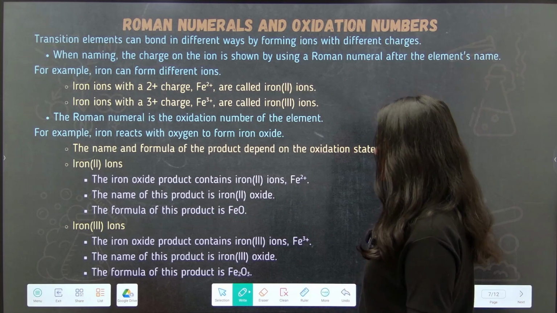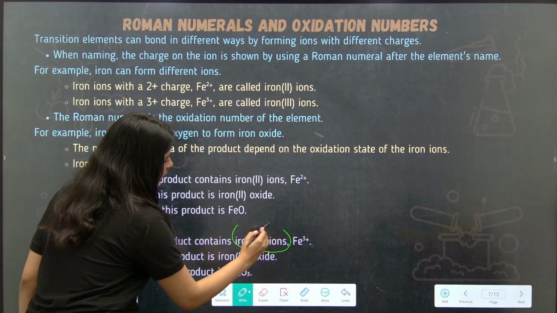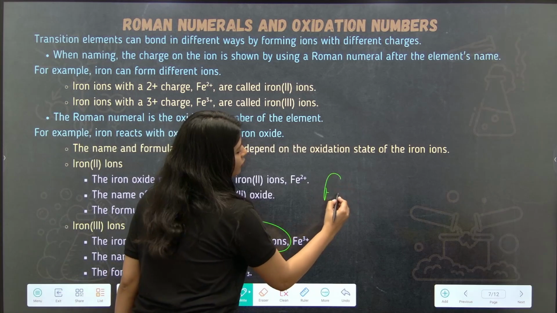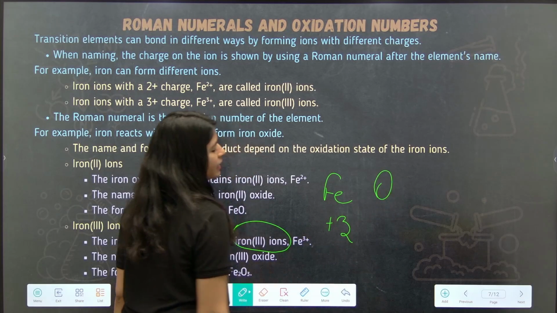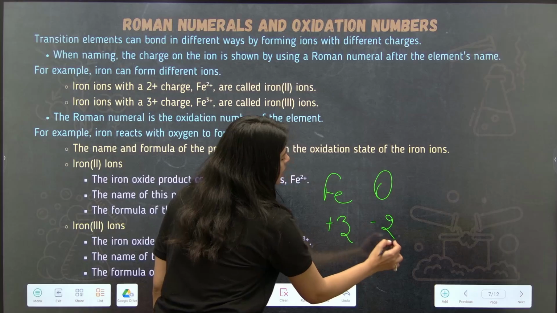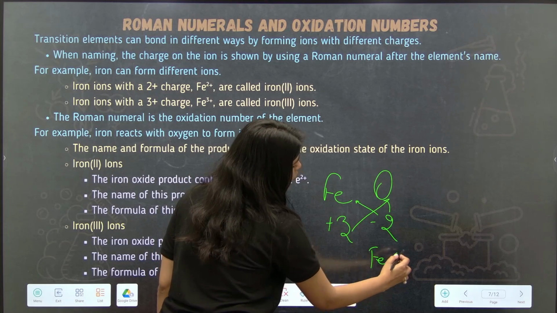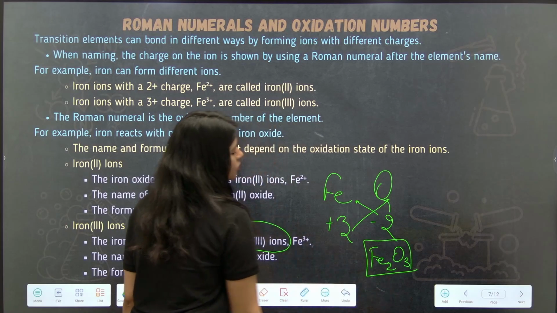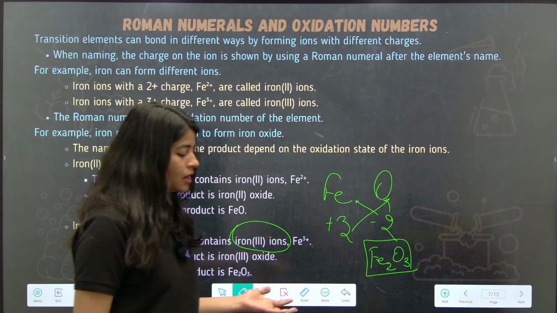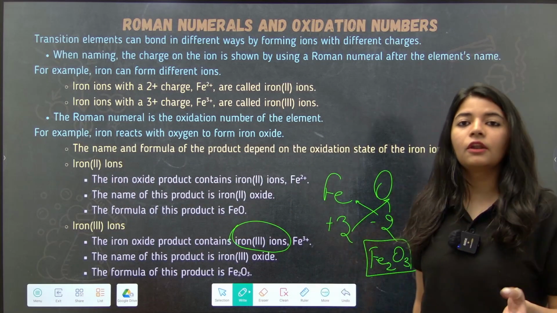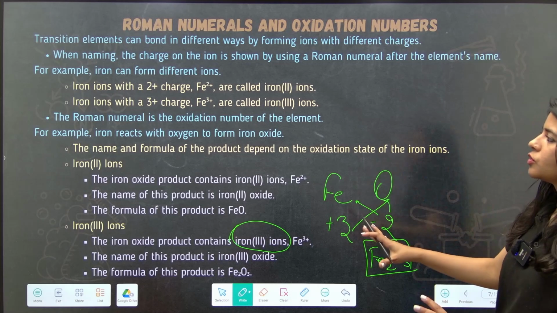Similarly, if we have to write iron(III) oxide, it means we have to take iron's valency as plus 3 and oxide valency remains minus 2. Then we crisscross and we get Fe2O3. So, this is the difference, and this is why it is very important that we mention the correct oxidation state in which the element is present. I hope this is clear. If you wish to note down, you may do so.